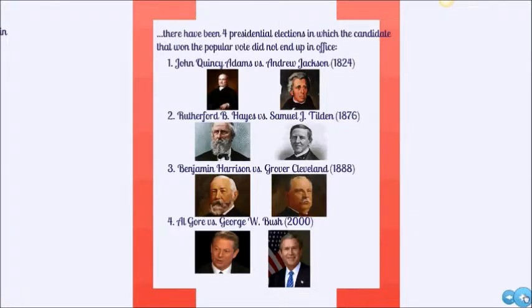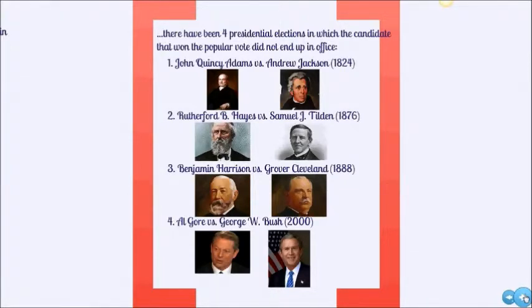The second time this happened was in 1876, when Rutherford B. Hayes lost the popular vote, but carried 5 of the 6 smallest states in the Electoral College, including Colorado's 3 electoral votes, where he won 0 popular votes.